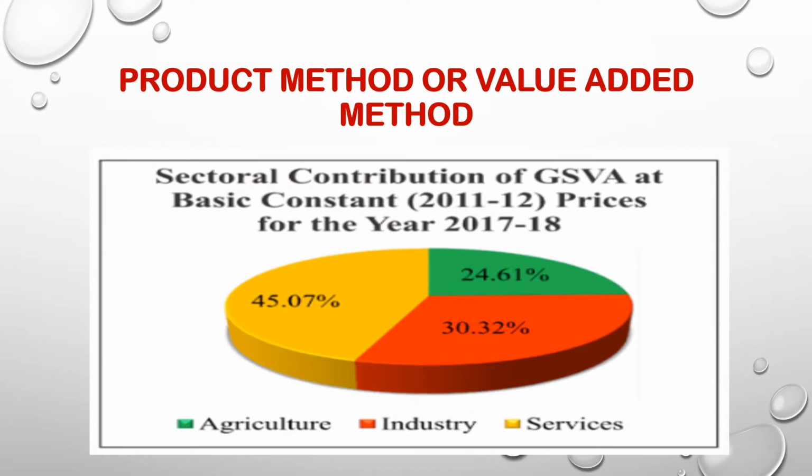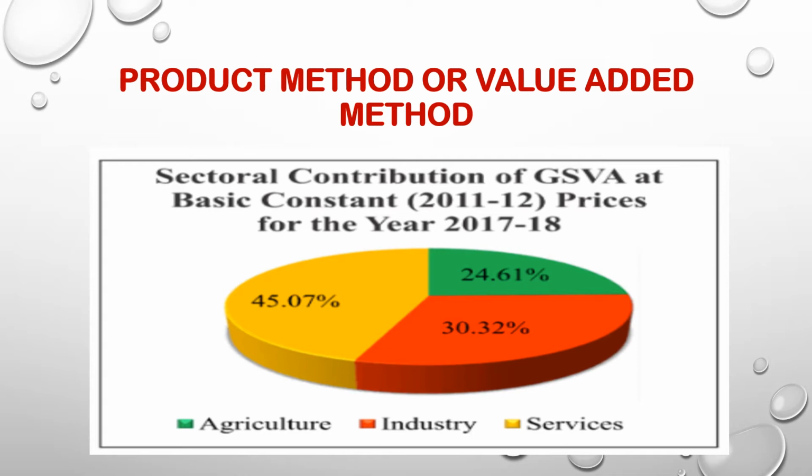Students, here we can see a pie chart. Here we can see the share of GDP during the year 2017 to 18. What is the share of primary sector, secondary sector and tertiary sector? Agricultural sector, industrial sector or manufacturing sector, and service sector.